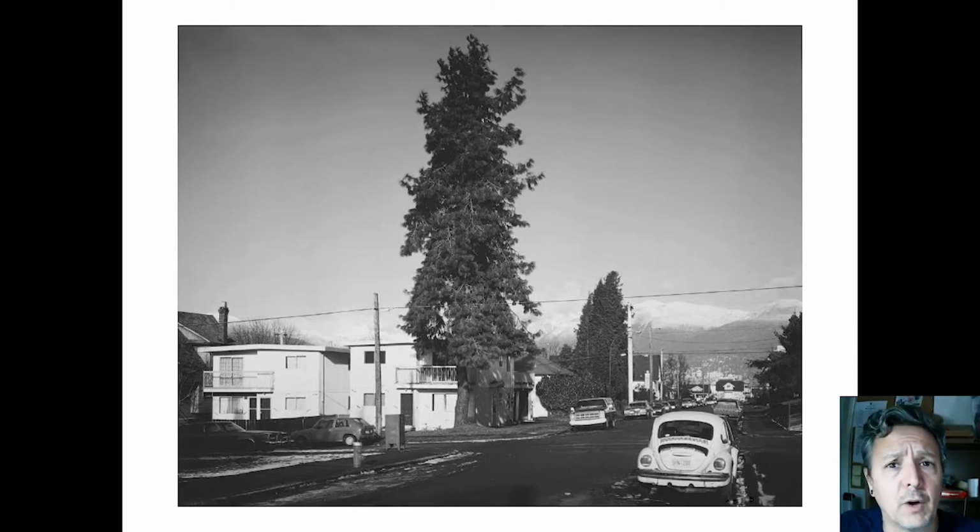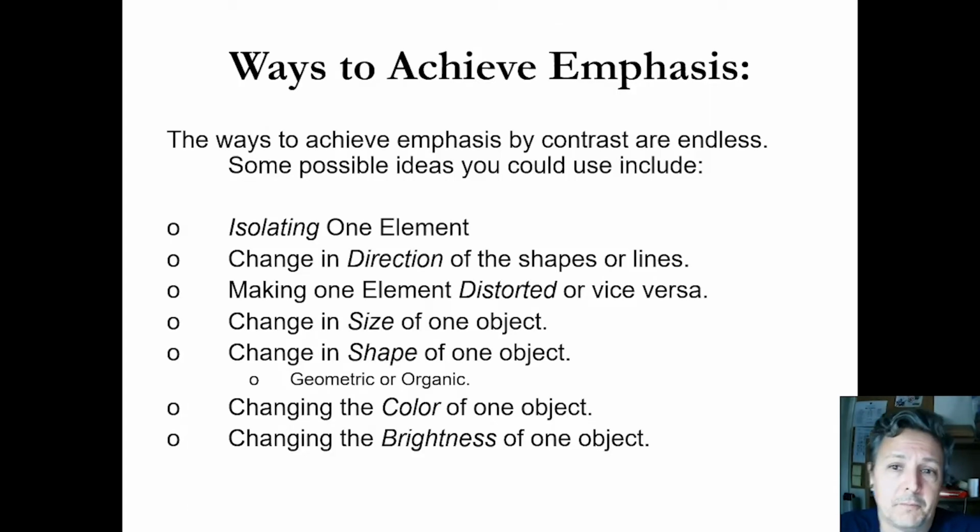Here we have a photograph. What seems to stand out right away, immediately? This large, lonely tree in the middle. It's smack dab in the middle. This is placement. Ways to achieve emphasis. Again, we have isolation, change the direction, the element, the size, the color, the brightness. These are different ways to use emphasis, thinking about contrast, for instance.